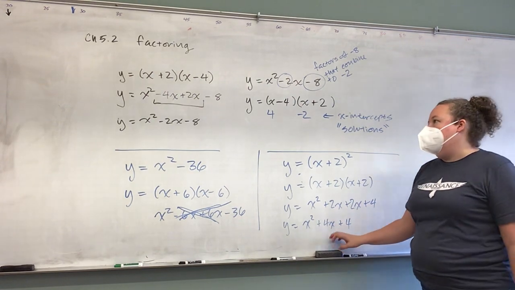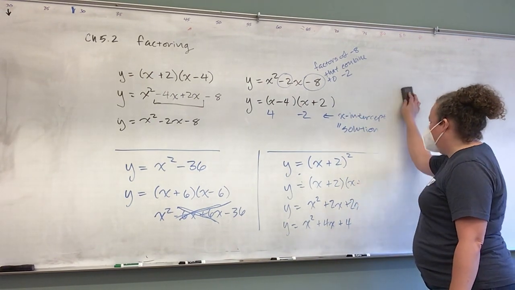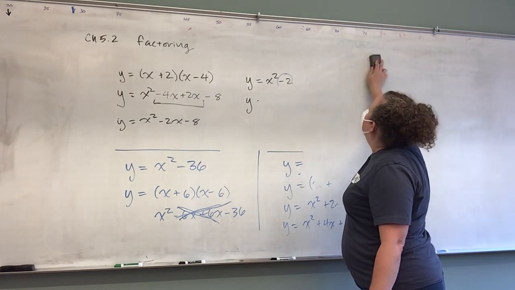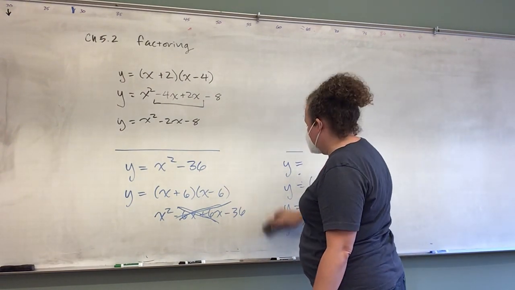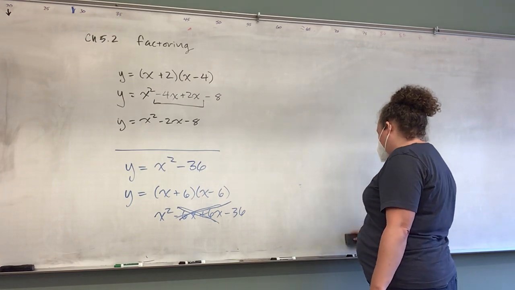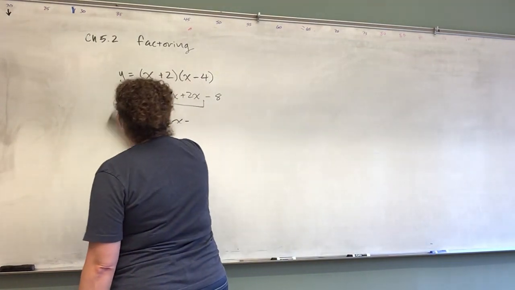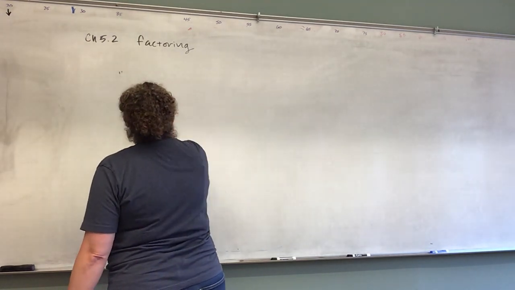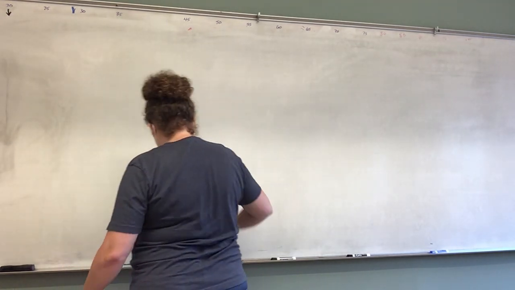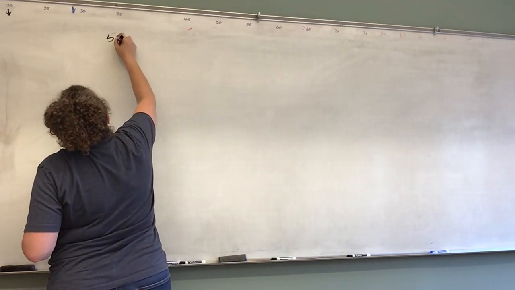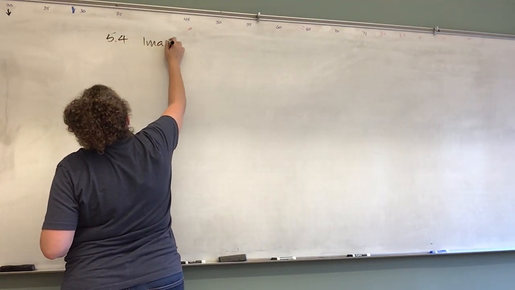Okay, so this can be a handy technique for solving a quadratic equation, because if you factor it, you've got it in intercept form, and if you know the x-intercepts, then you know the solutions, because they are one and the same. All right, then we are going to skip ahead to 5.4.